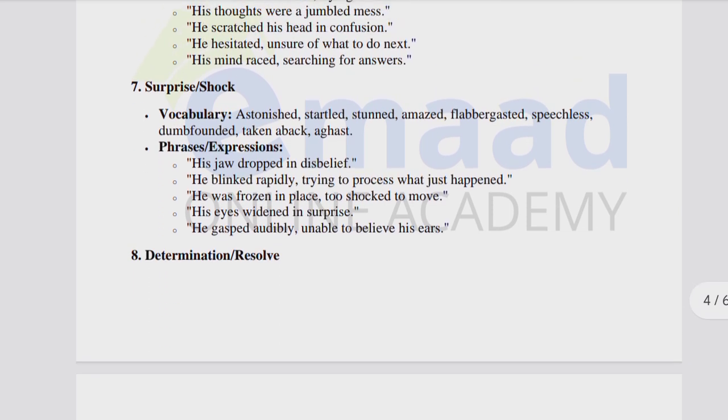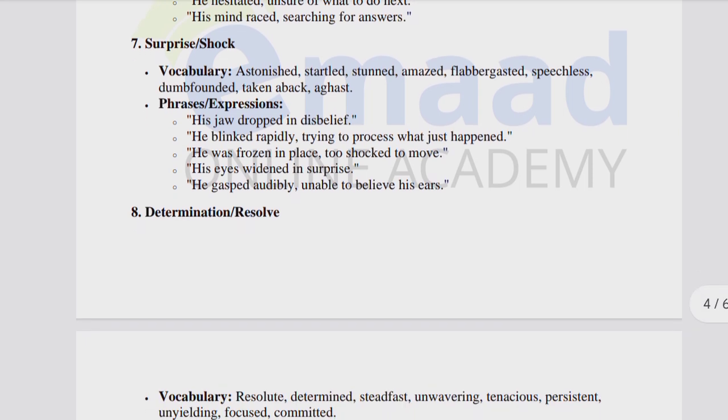Then there comes the feeling of surprise and shock, like astonished, startled, stunned, amazed, flabbergasted, speechless, dumbfounded, taken aback, aghast. Here are some examples. His jaw dropped in disbelief. This showed the feeling of shock in him.